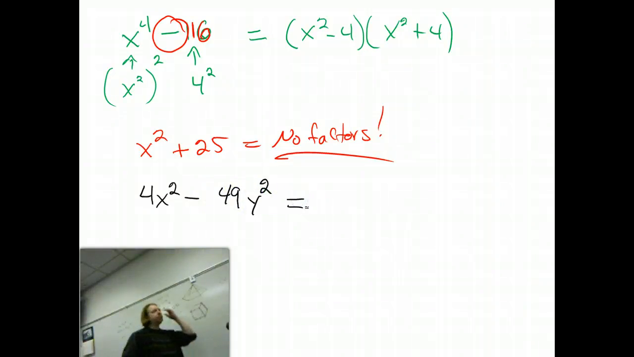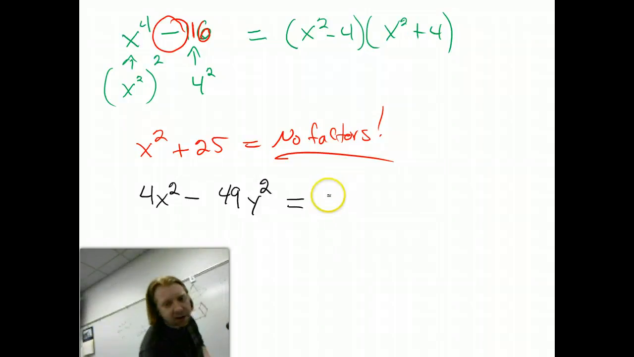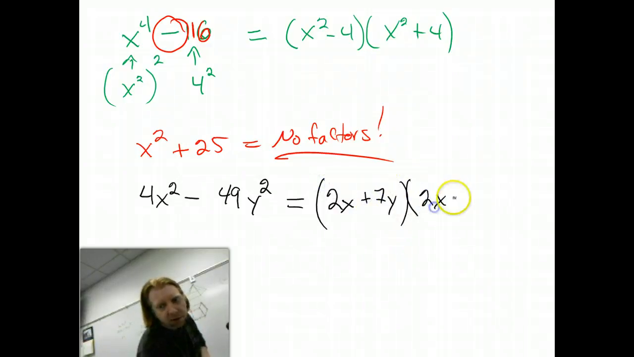Oh, it's factorable. 2x minus 7y, plus 7y. Take a look. 49, you know, is a perfect square, right? So 49 was 7 and 7. Y squared is y and y. 4 is 2 and 2. And x is x and x. So this is going to factor as 2x plus 7y and 2x minus 7y.